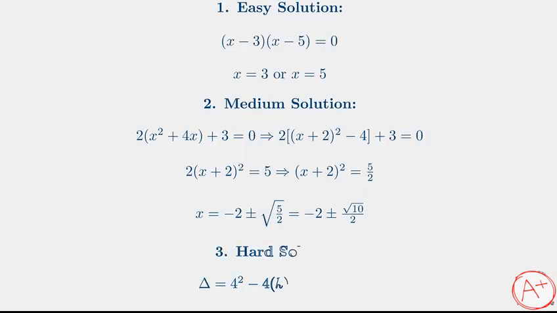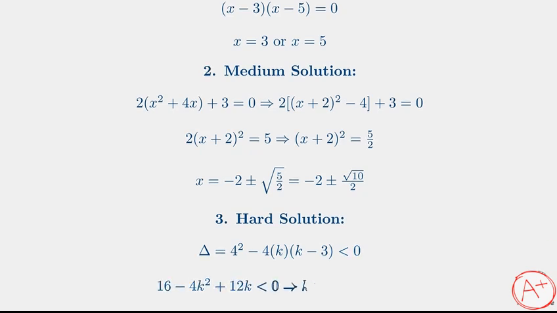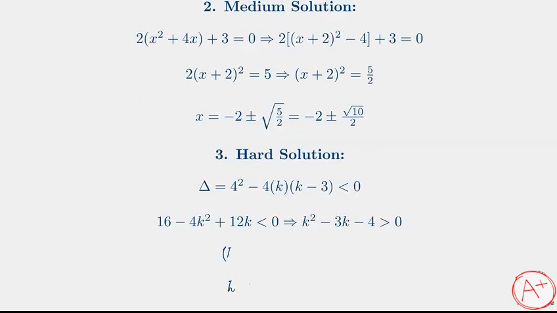Finally, for no real roots, the discriminant b squared minus 4ac must be less than 0. Expanding and simplifying the inequality gives us k squared minus 3k minus 4 is greater than 0. Factorizing gives k minus 4 times k plus 1 is greater than 0. The range is k less than negative 1 or k greater than 4.